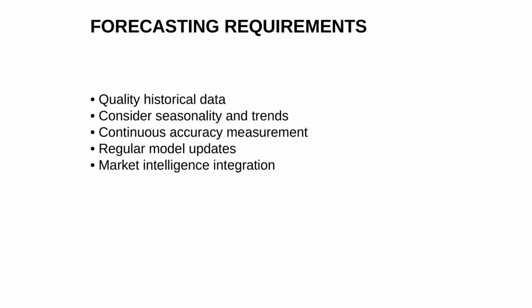High-quality forecasting requires several ingredients. You need reliable historical data, clean, consistent, and relevant. You must account for seasonality and trends, so patterns are not mistaken for randomness. Forecast accuracy should be measured continuously using error metrics, and models should be updated regularly as patterns shift. Finally, strong forecasting often combines data models with market intelligence, because real-world events, promotions, competitor actions, and macroeconomic changes can shift demand faster than historical data alone suggests.